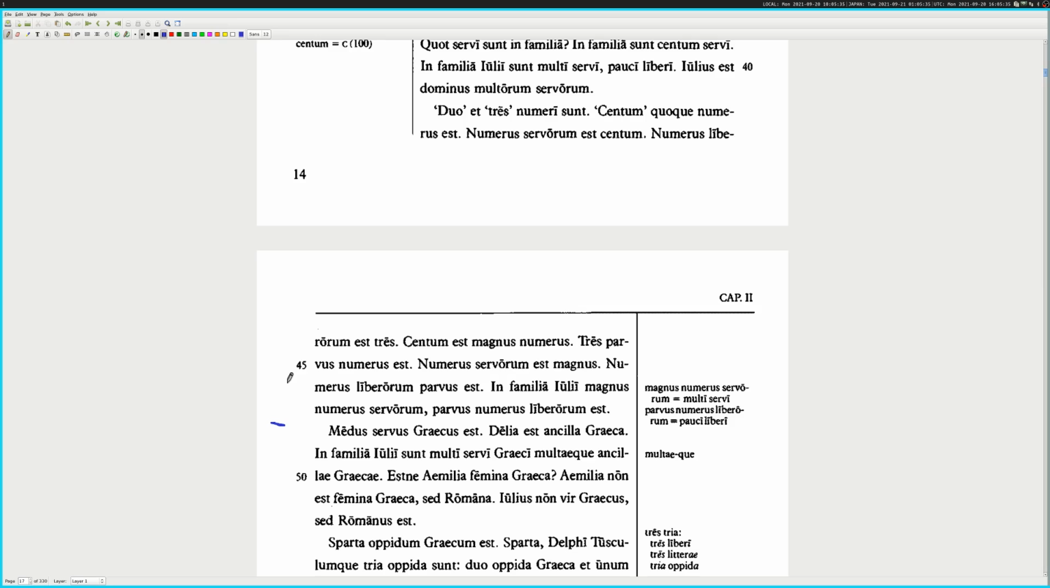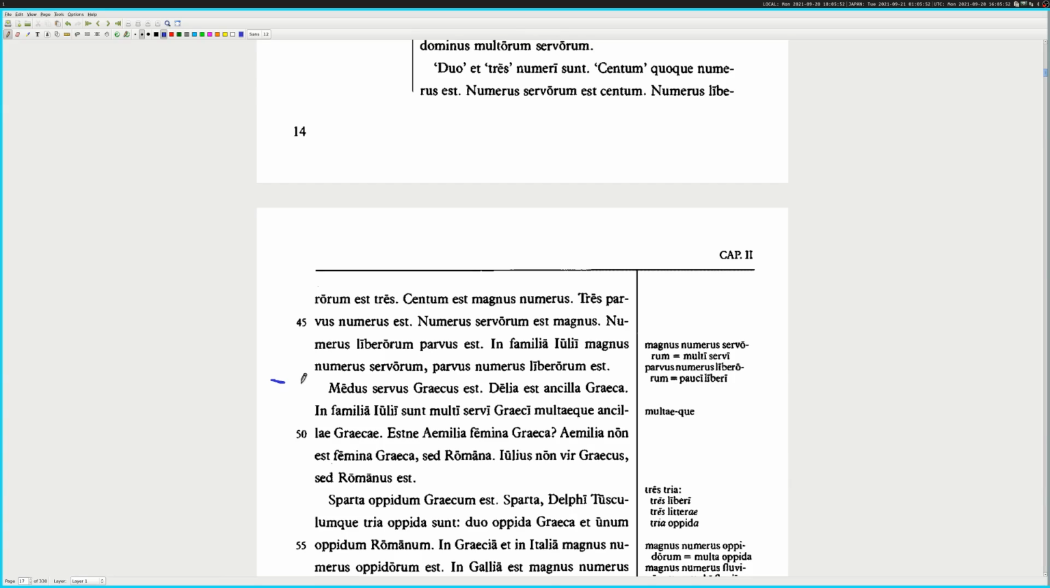Is Amelia a Greek word? She doesn't sound Greek. No, she sounds Roman. Yeah, she's Roman. Julius, that sounds Roman, is not Greek. Yeah, he's Roman. Sparta is a Greek city. Sparta, Delphi, Tusculum are 3 cities. 2 are Greek, Sparta and Delphi, and 1 is Roman.